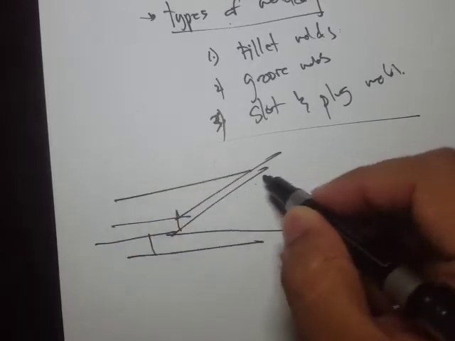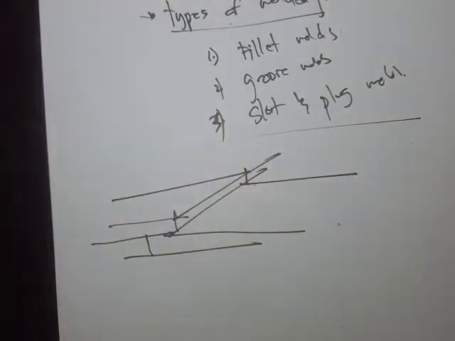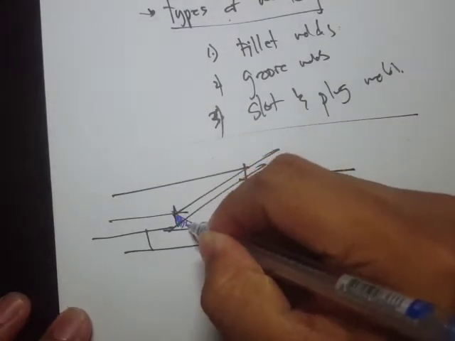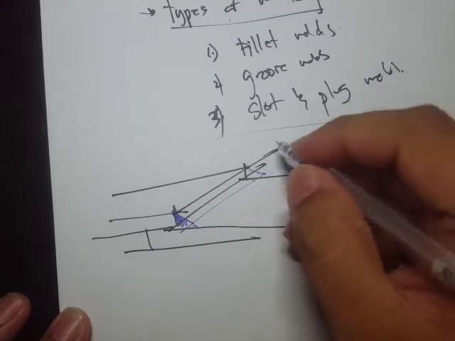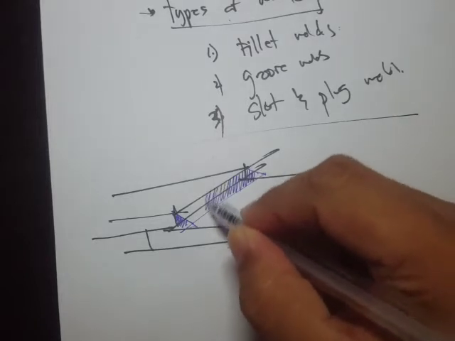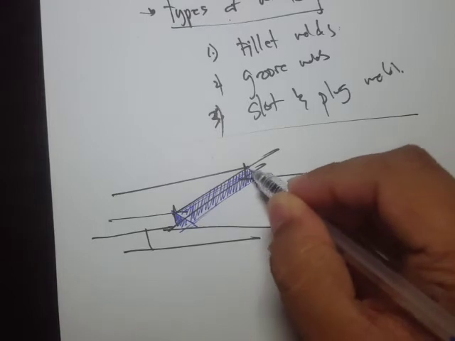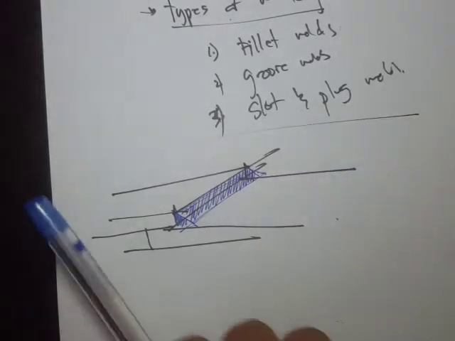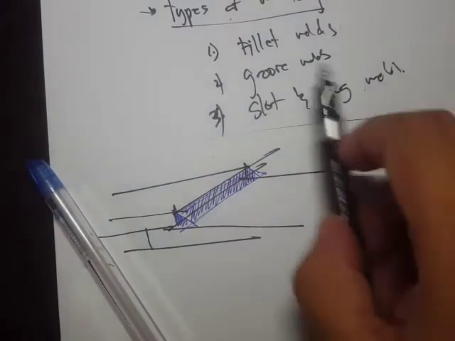or let's just draw in 3D. Now the fillet weld, the shape of that is actually something like a triangular shape. Okay, so you're welding as it is without any cutting of a groove, or let's say groove preparation.